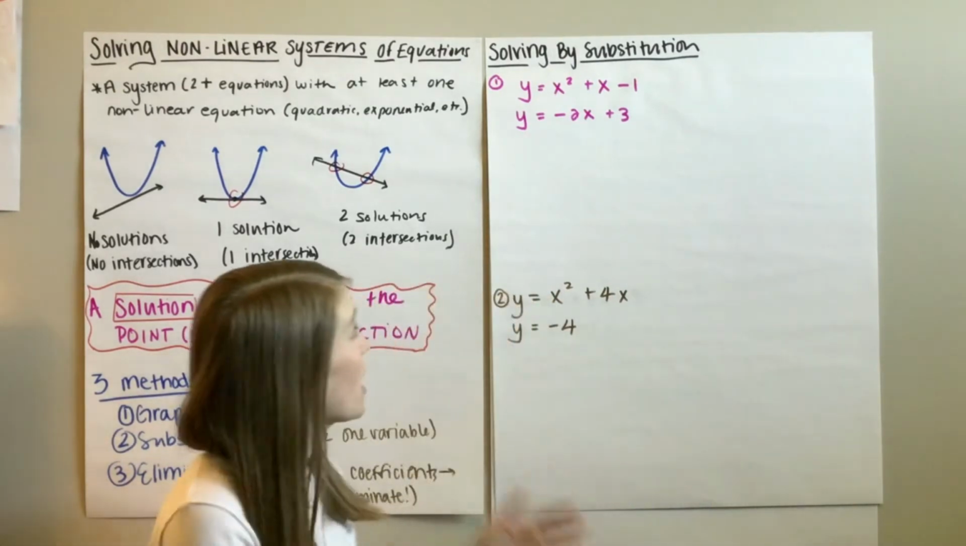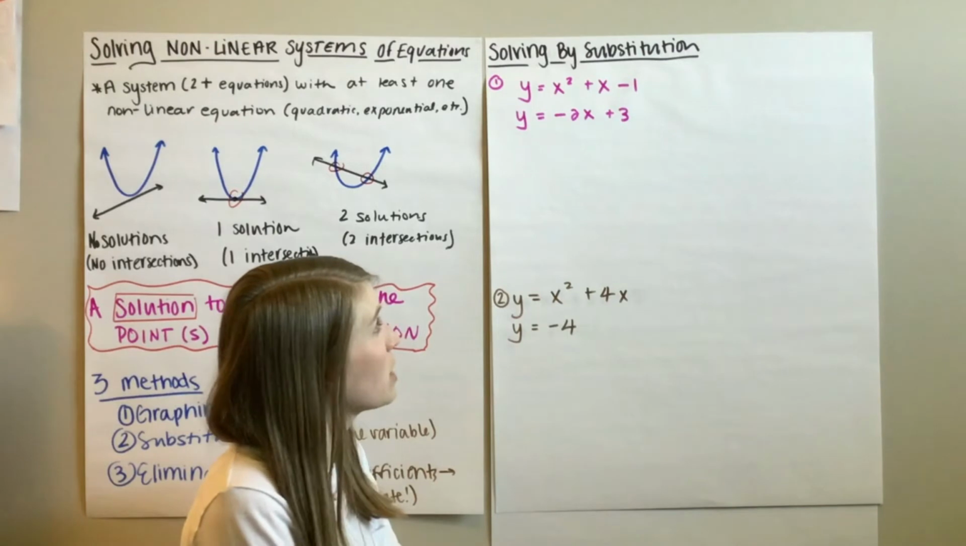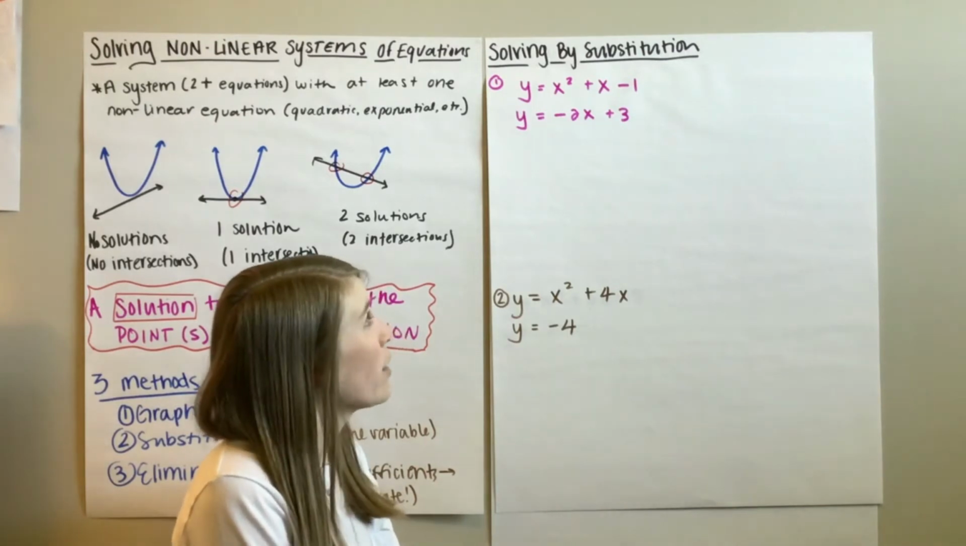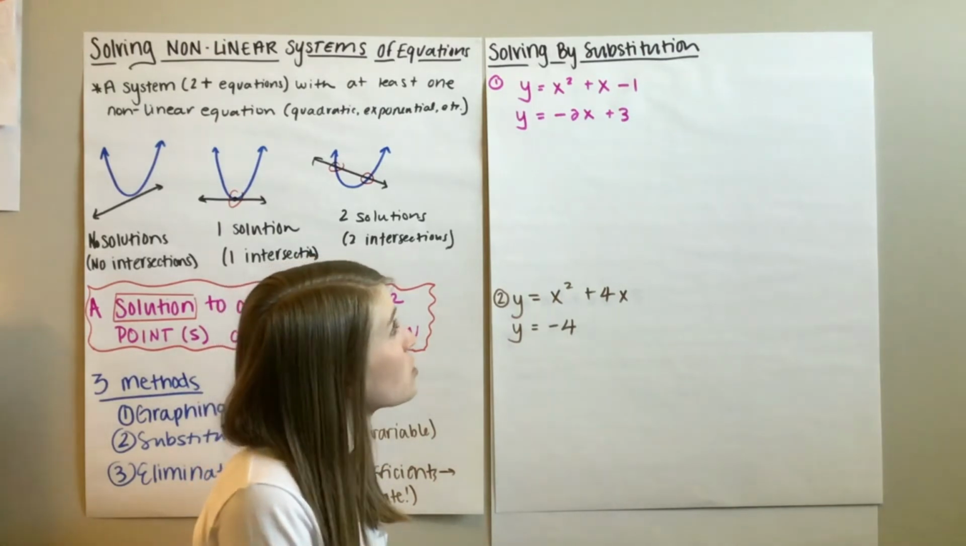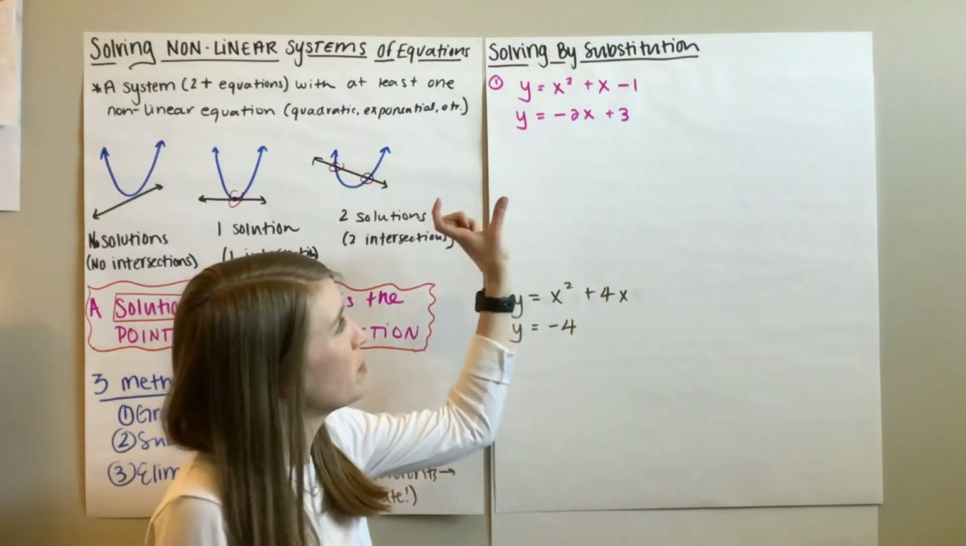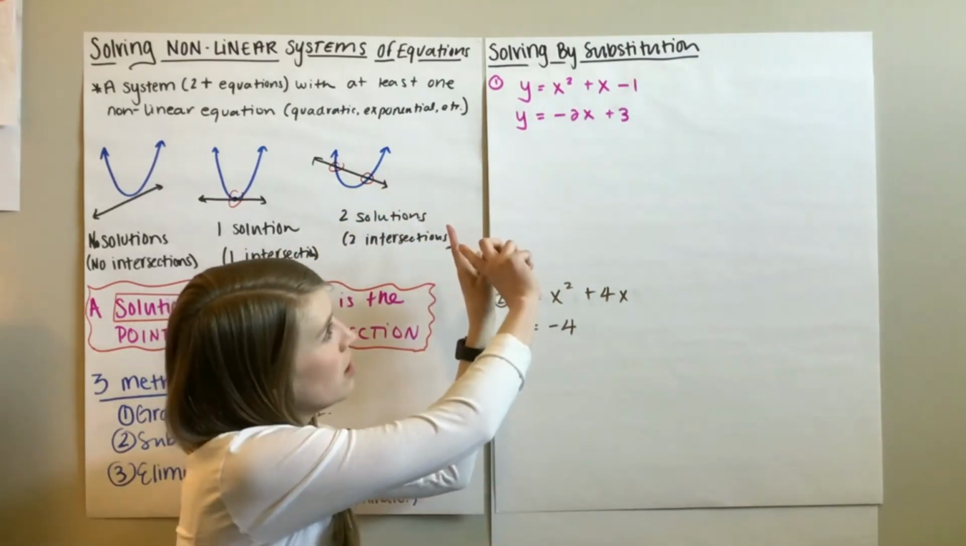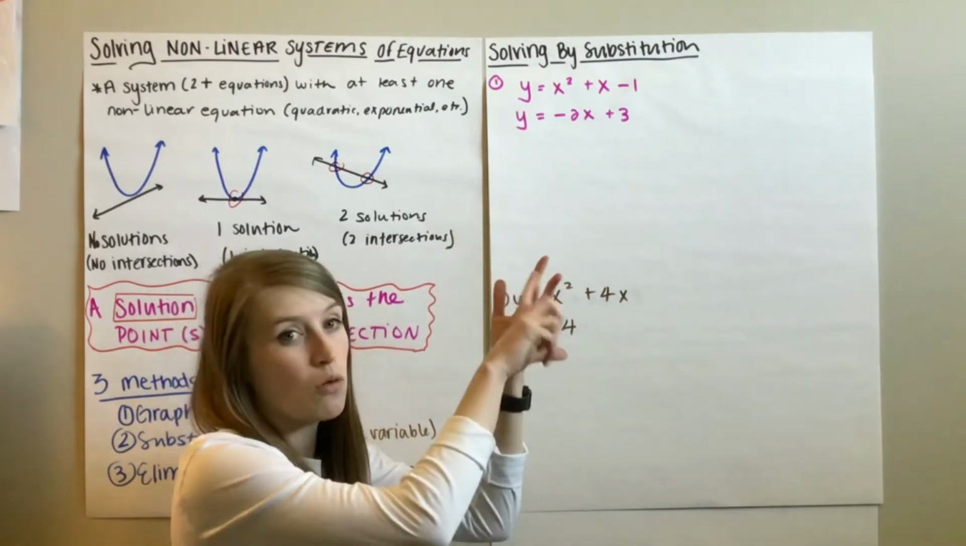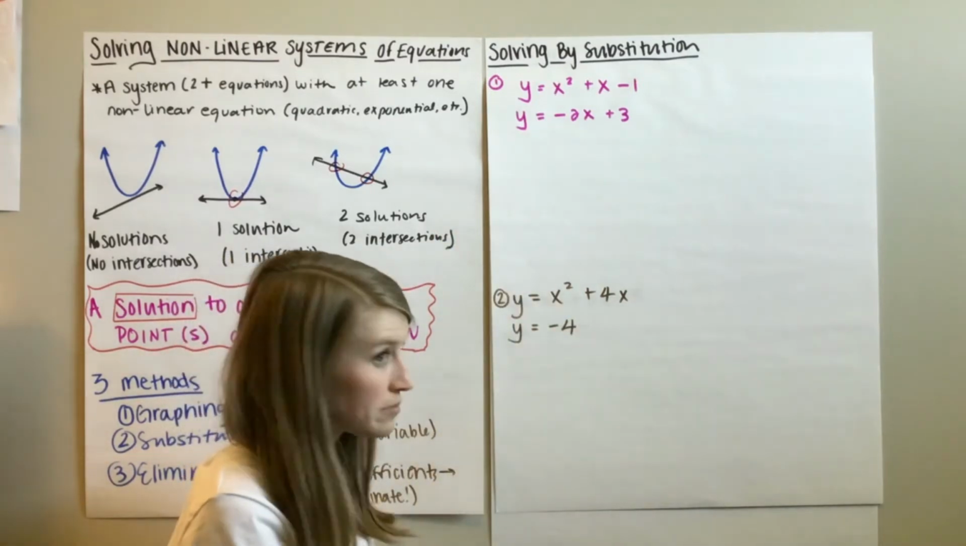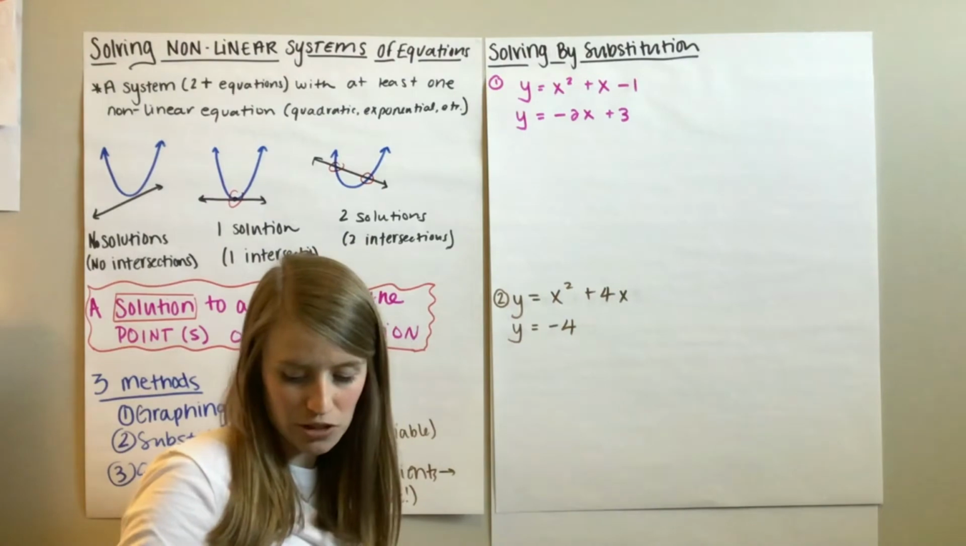So here I have y is equal to x squared plus x minus 1, and y is equal to negative 2x plus 3. So this is a quadratic that opens up. This is a line with a negative slope. So I could have 0, 1, or 2 solutions. Here's what solving by substitution does.